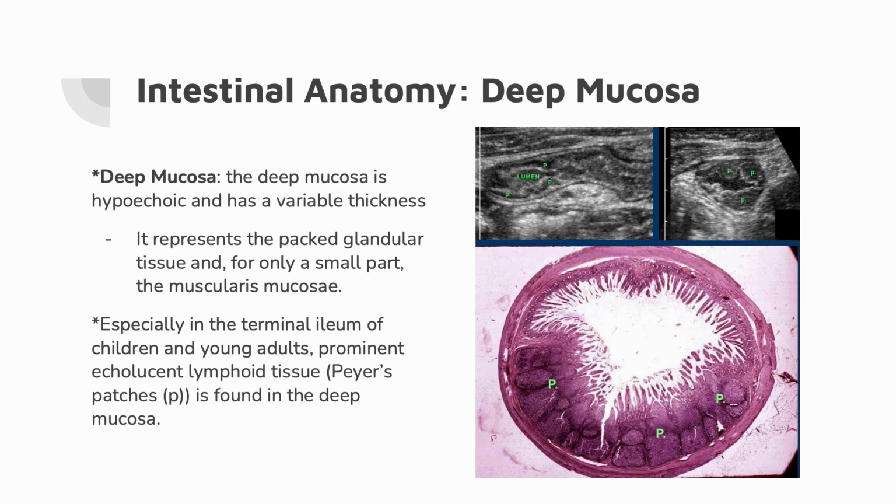Next is the deep mucosa. This is a hypoechoic structure, variable thickness as well. You can see the histological picture on the right lower, and this shows the prominent lymphoid tissues that's in the deep mucosa, known as the Peyer's patches. And those will show as different hypoechoic structures throughout the deep mucosa when you're using intestinal ultrasound.